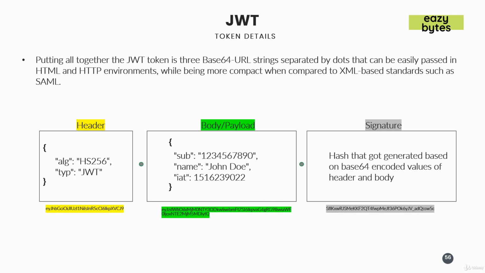JWT tokens are heavily used in HTML and HTTP environments, and they have a great advantage compared to SAML tokens, which are XML based standards. And since JSON tokens use the JSON format, they are very light in nature.